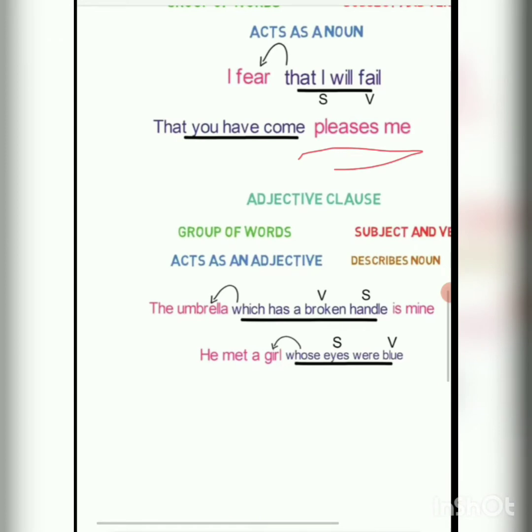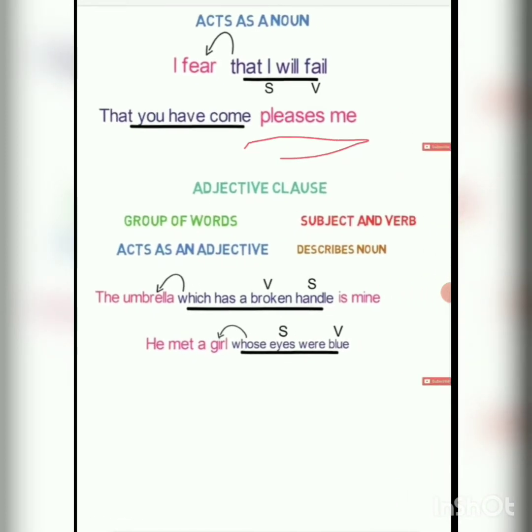Next, adjective clause, children, it acts as an adjective in a sentence. Just as an adjective describes the noun, in the same way an adjective clause also describes the noun. So here, children, you can see the umbrella which has a broken handle. So which has a broken handle is an adjective clause because it describes umbrella, which is a noun. So any clause which describes the noun is an adjective clause.